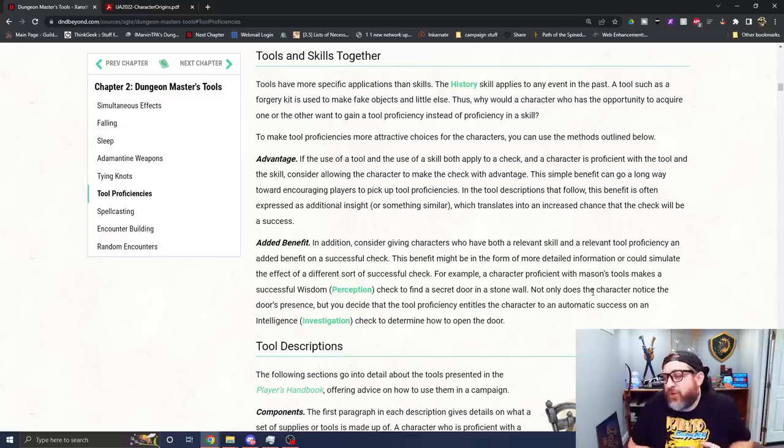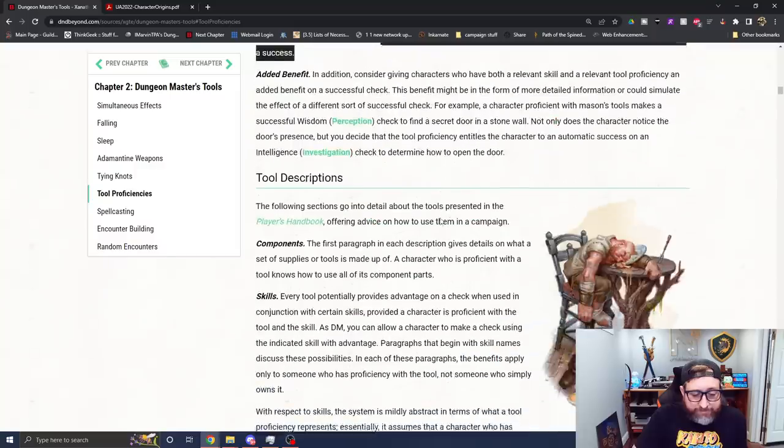I just forgot about this because there is a lot of cool stuff about tools in here, and seemingly the new focus on how they're going to tie that into stuff in One D&D means that we should probably start going back and looking at old stuff. So let's go down and take a look, because it says right here in the tool descriptions that follow, this benefit is expressed as additional insight or something similar. So let's go ahead and look.